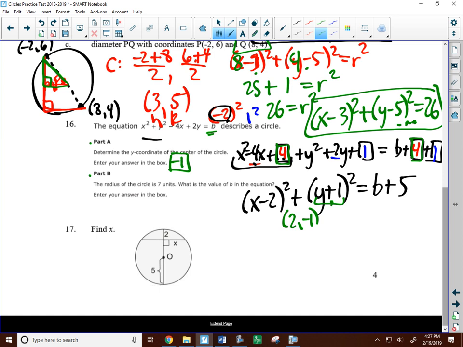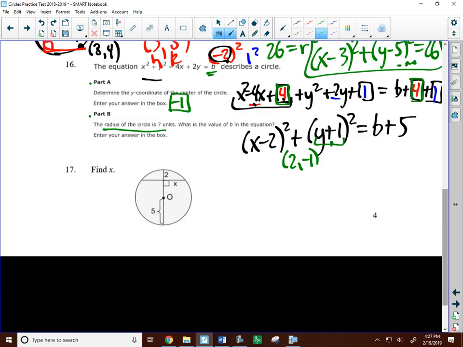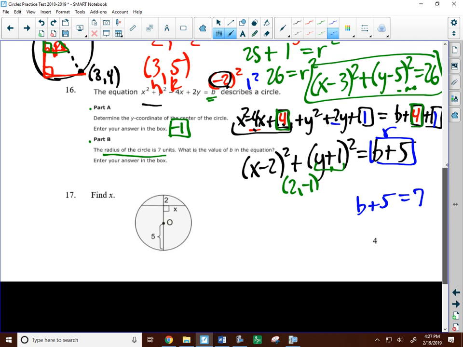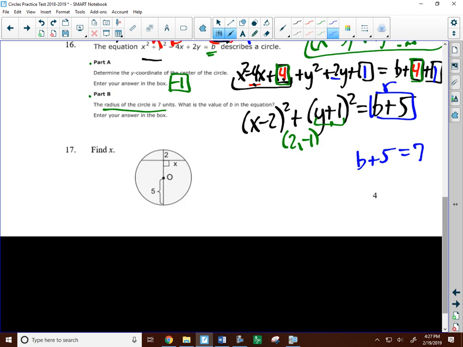Part B, the radius of the circle is 7. What is the value of b? You can actually find it. Now, here's another one where they want to try and kind of trick you into doing this. Some students will say b plus 5 is equal to 7. So then b is 2. Well, your equation, you made this be r. But really, look up here at what we did. That side of the equation is r squared. So b plus 5 is actually equal to r squared.